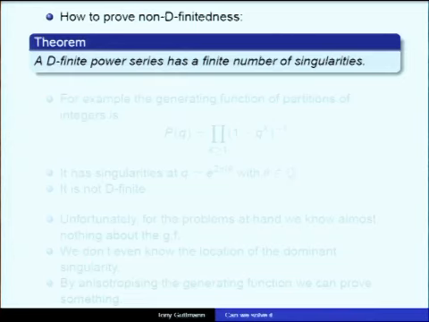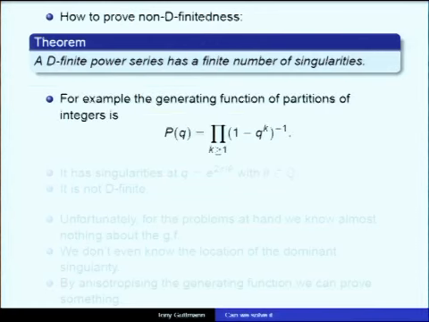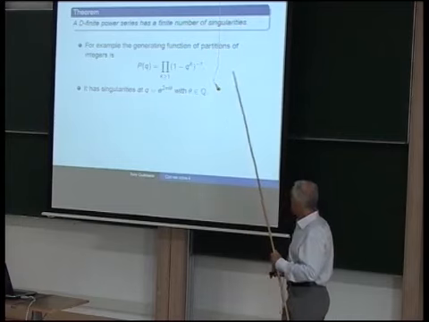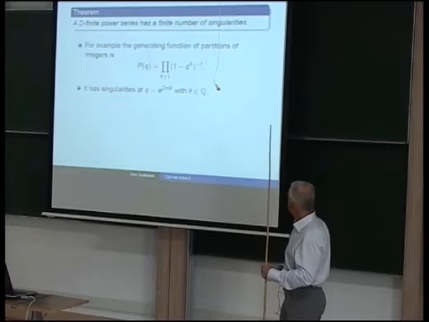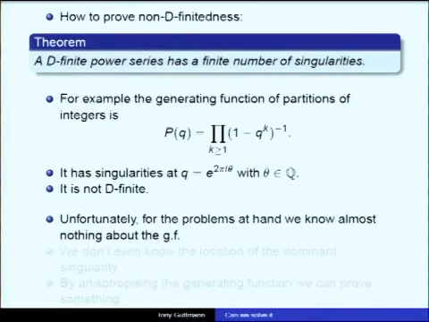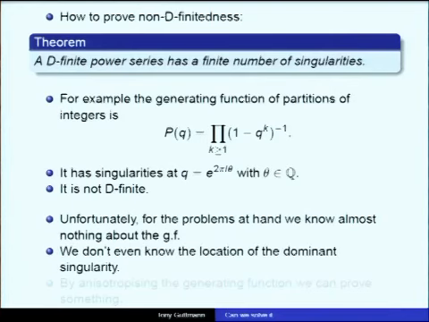So how do we prove non-definiteness? Okay, our first theorem: a D-finite power series has a finite number of singularities. To give you an example of a function that isn't D-finite, the generating function of partitions of the integers has this well-known expression. It has singularities on the unit circle, which become dense on the unit circle. It's not D-finite. Unfortunately, for the problems at hand, we know almost nothing about the generating function, otherwise we wouldn't be trying to solve them. We don't even know the location of the dominant singularity, which is equivalent to this lambda.